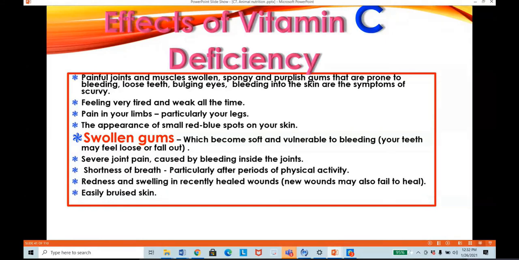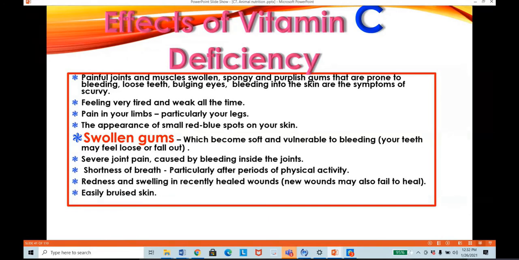Okay. So the symptoms of scurvy are painful joints and muscles, swollen, spongy, and purplish gums that are prone to bleeding, loose teeth, bulging eyes, and bleeding into the skin. Because vitamin C deficiency is also related to the deficiency of iron in your body, the symptoms would be similar to iron deficiency anemia, wherein the production of RBC in your body is impaired, and you get the symptoms which are related to the iron deficiency. So you're very tired and weak all the time.